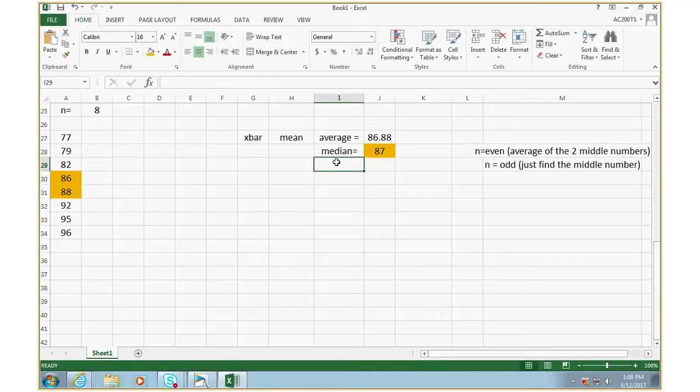Mode. Remember mode? The first two letters of mode is what? MO. First two letters of most is MO. Which number shows up the most? In this case, there is none. So you put none. Do not put 0.